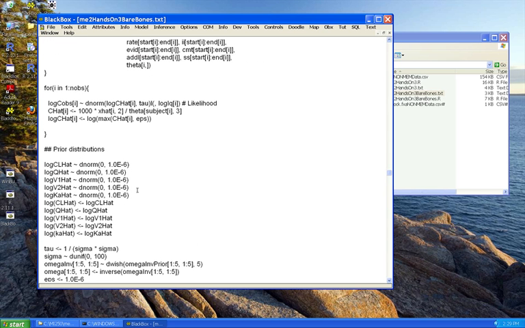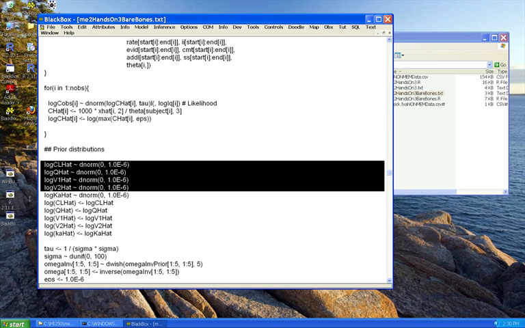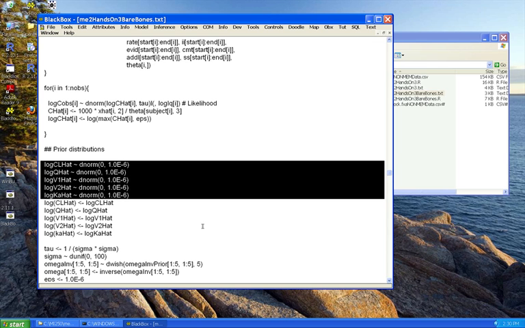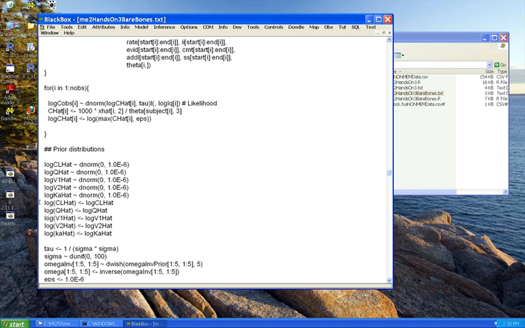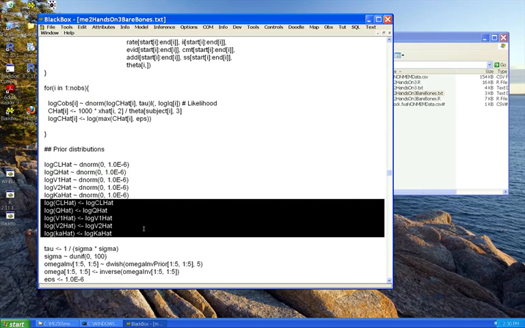Recall for the priors, I had fairly flat normal distributions, or at least I was using normals with a mean of 0 and a variance of 10 to the 6th for the logs of a number of our parameters here, and you can see those all represented right here. And then here I've gone and converted them to the original form, not log transformed.